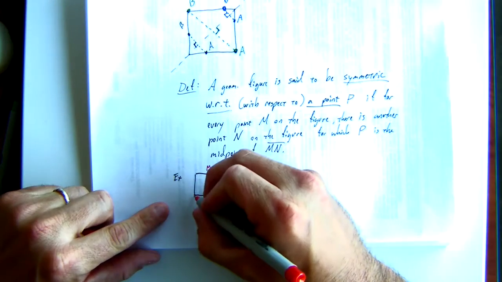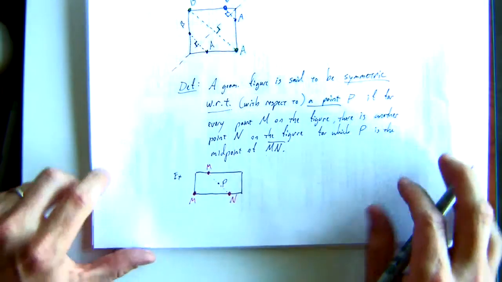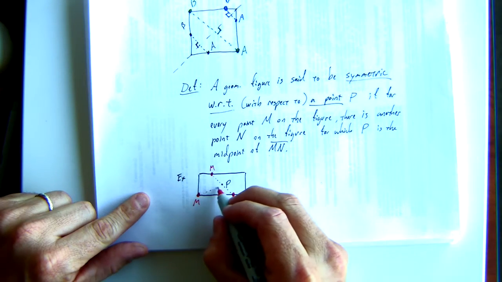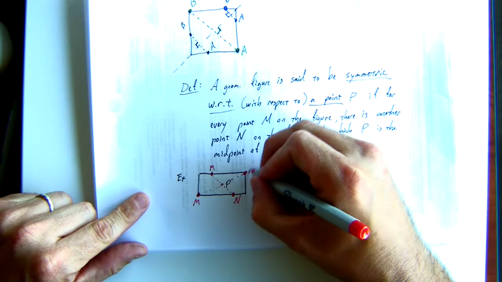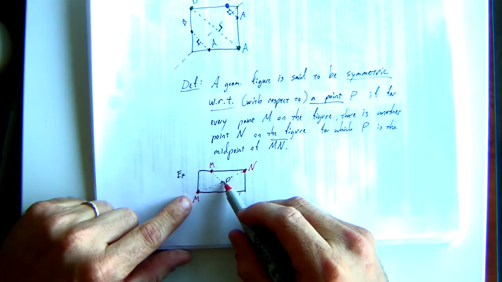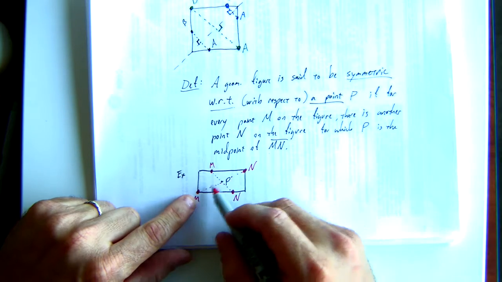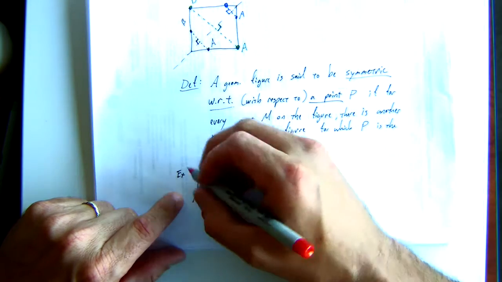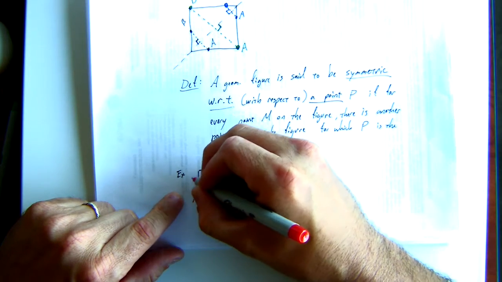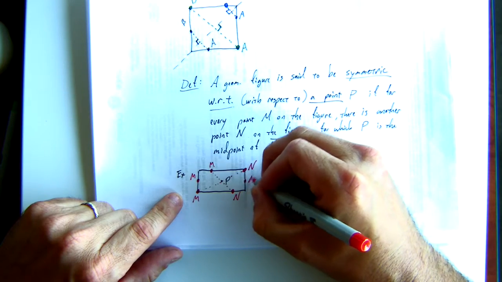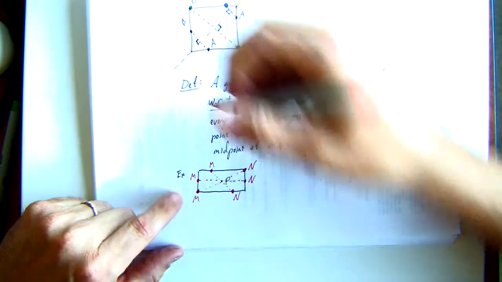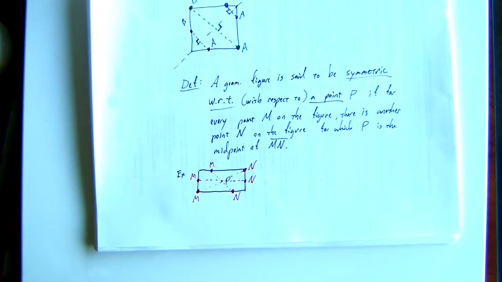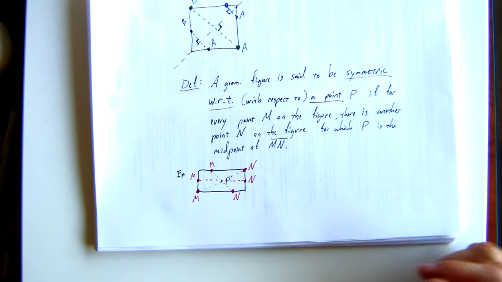If I drew another M, we could do the same sort of thing, and P again is the midpoint for this M and N, for these two points. I could even choose this one, and we can see that P is the midpoint for that line segment. So this rectangle is symmetric about the point P.